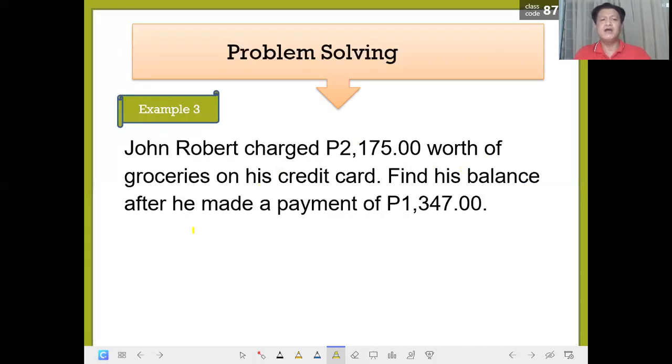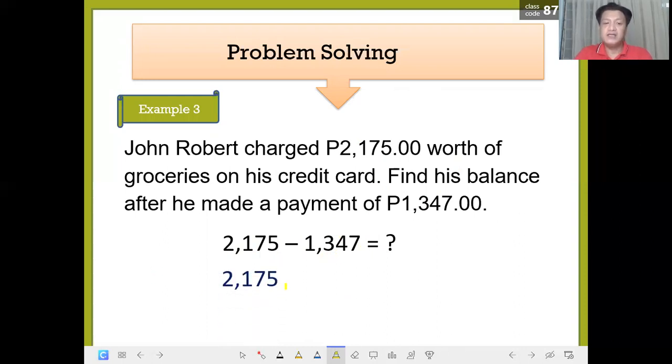Okay, let's proceed to problem solving. Number 3. John Robert charged 2,175 pesos worth of groceries on his credit card. Find his balance after he made a payment of 1,347. Siyempre, kung pag sinabi natin magbabayad, no, ibabawas natin yan. So meaning to say, you're going to perform the operation. We have to write this 2,175 minus 1,347. What will be the balance of John Robert?